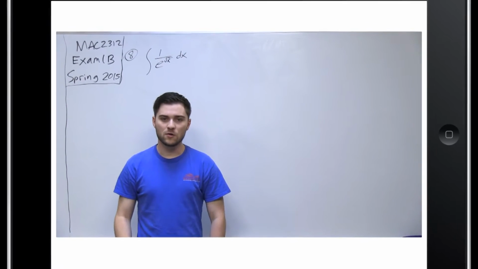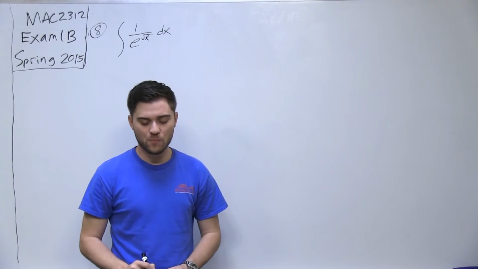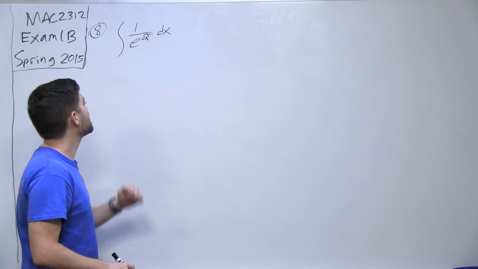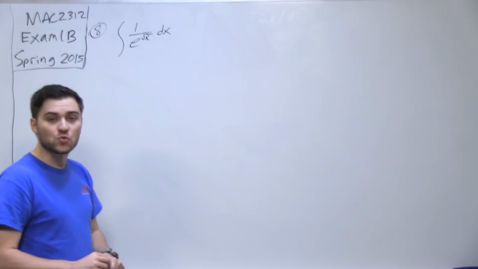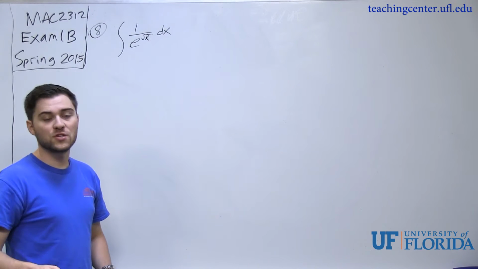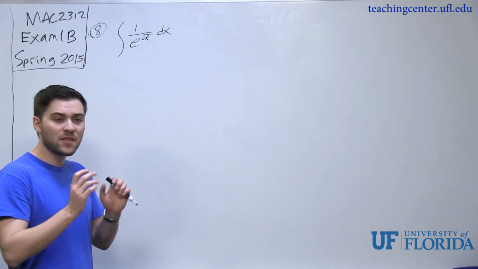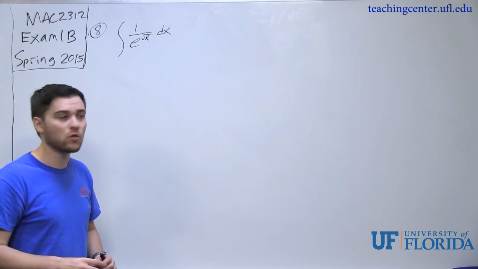Problem number 8 on the spring 2015 exam says transform the integral into an integration by parts integral, and it gives you this to start with, 1 over e to the square root of x dx. So in this case, it tells you exactly what it wants you to do. It says just transform it using some sort of substitution, but then all you have to do is just leave it. You don't have to actually solve it out.